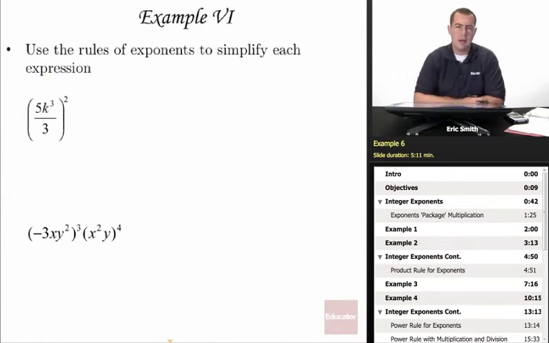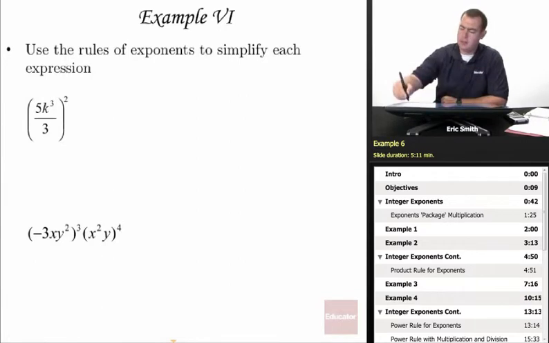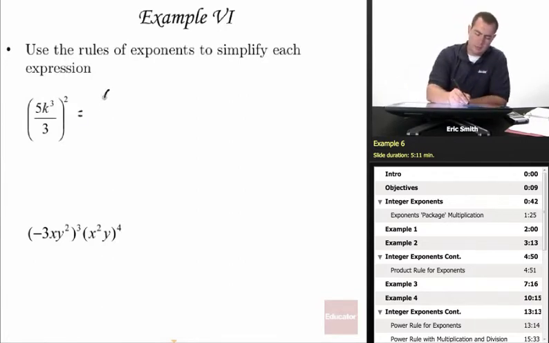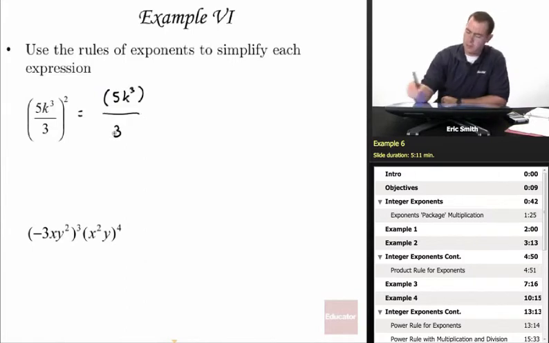So we can get a better handle and at least get a little bit more comfortable with these, we'll give it a try. We'll try and use many of these rules together to simplify the following expressions. Okay, so this first one is 5k to the third power all over 3, and all of that is being squared. So one of the very first rules that I'm going to use is I'm going to give that 2 to the numerator and to the denominator of that fraction. And let's see, got to be very careful on doing this. So the top is 5k to the third power, and the bottom is just 3. So we'll give a 2 to each of those.